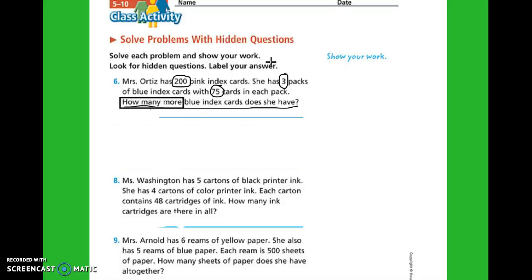And then we've got to figure out what our hidden question is. We know that we have 200 pink index cards, but we only know that we have 3 packs of blue, and each of those packs have 75 cards. So my hidden question is, how many blue index cards do I have? So to solve that, I'm going to multiply 75 times 3.